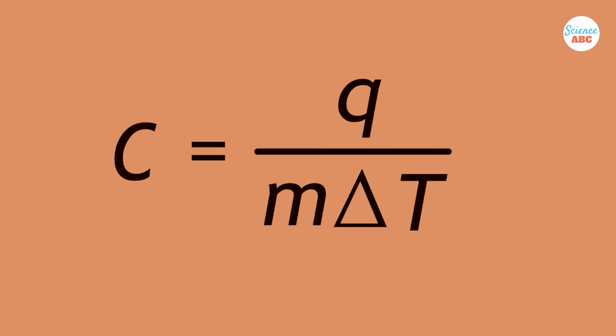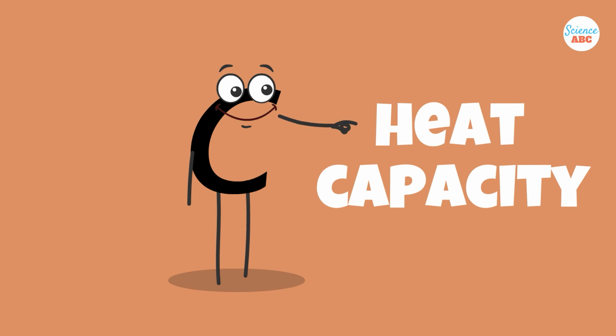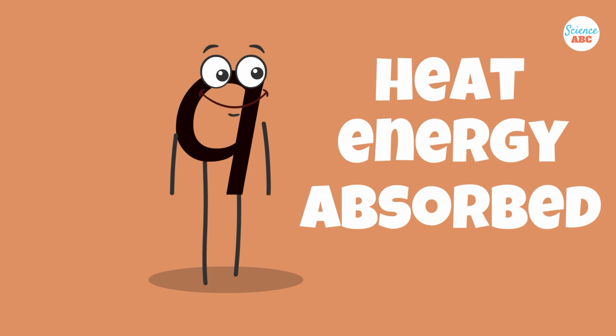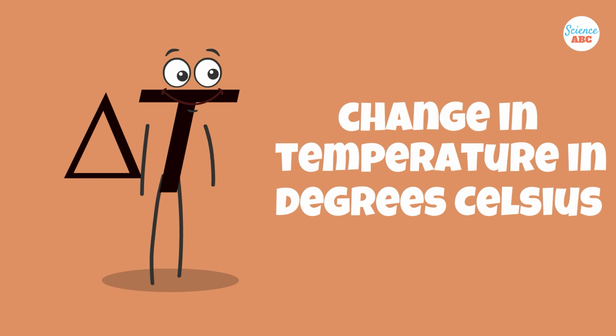Mathematically, this relationship between heat, temperature, and mass is represented as shown, where C represents heat capacity, Q is the heat energy absorbed or released in joules, M is the mass of the object, and delta T is the change in temperature in degrees Celsius.